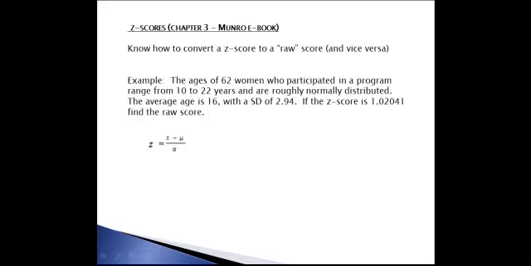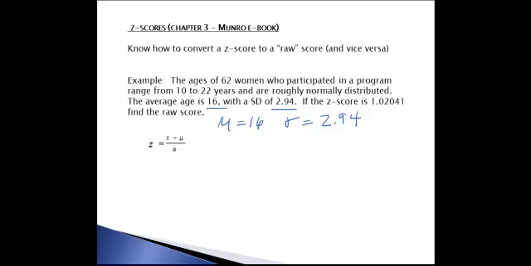Okay, now on this one, we need to know how to convert a z-score to a raw score. So we're given information in this example with 62 women from ages 10 to 22. The data is roughly normally distributed. The average age is 16. Standard deviation is 2.94. So let's do this. Mu equals 16. Sigma, the standard deviation, equals 2.94. And then the z-score is this guy.